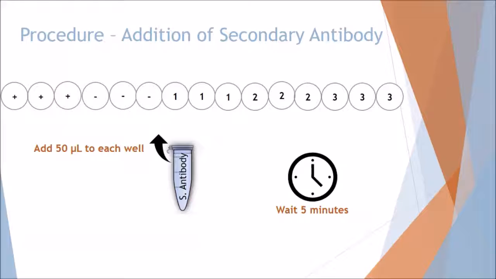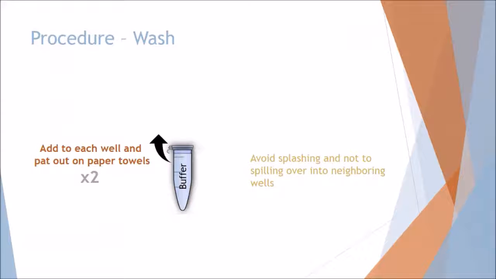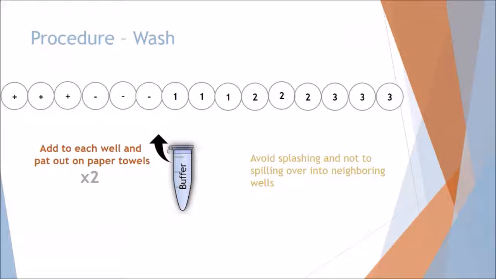Alright, and now we're going to add our secondary antibody, or I believe as the video said, the enzyme-linked antibody. So the secondary antibody, we'll be adding 50 microliters of that to each well, and the incubation time on that will also be 5 minutes. And after that incubation is complete, we'll wash the wells twice with the buffer solution.